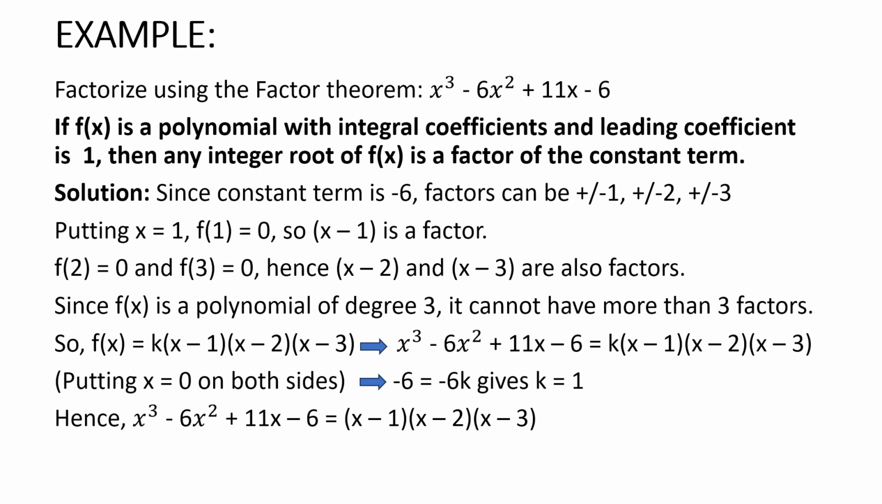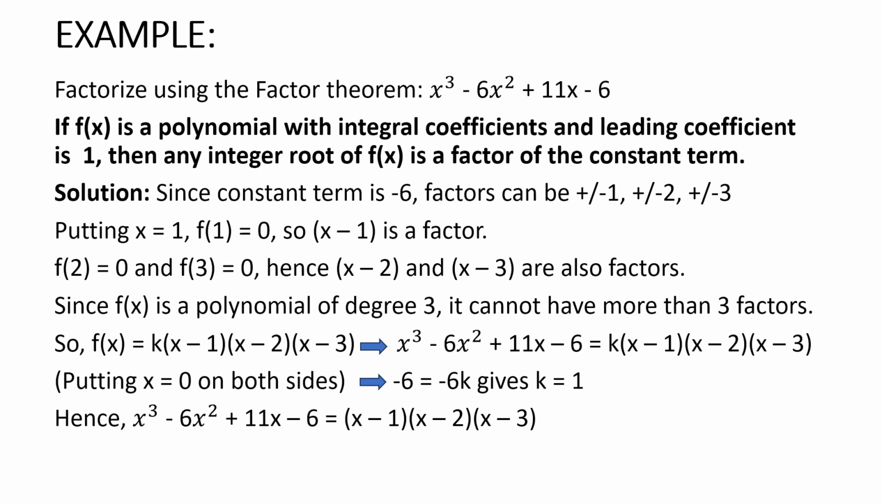Here it is very clear that if I put any of the negative values, no need to check for that, because if I put negative values, all the values in the polynomial will be negative. So it cannot be equal to 0. So possibilities are plus 1, plus 2, plus 3, and putting those values we are getting all the 3 equal to 0. So x minus 1, x minus 2 and x minus 3 are factors.